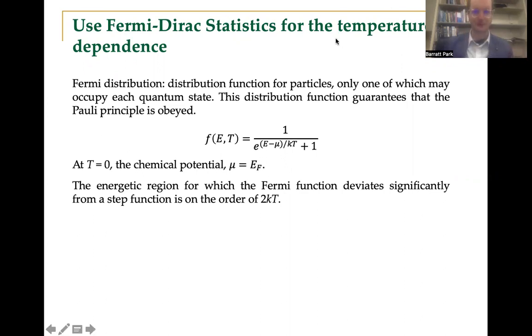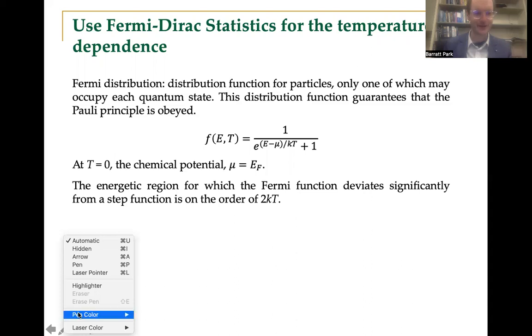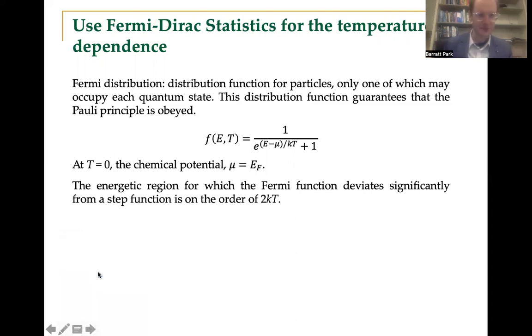Okay, so we've talked about the situation at 0 Kelvin, but if you have a finite temperature, then how are the electronic states occupied? Like I mentioned, electrons are fermions, so you can only have one electron per spin orbital. And so you cannot use a Boltzmann function to describe the population of states. You have to use Fermi-Dirac statistics, so you have to use a Fermi distribution.